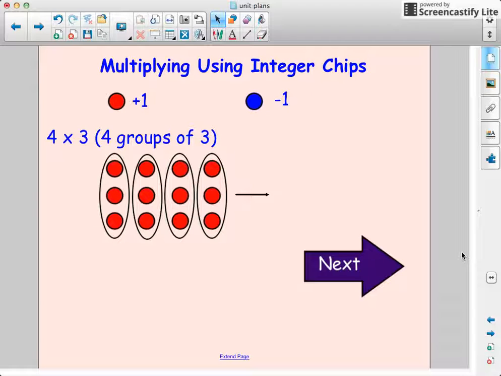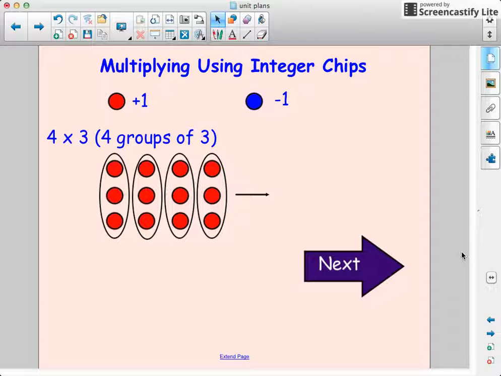We're going to be multiplying integers using integer chips in this video. So it's really important that you get the language correct for what a multiplication statement says. So what it says is 4 times 3 would be 4 groups of 3.